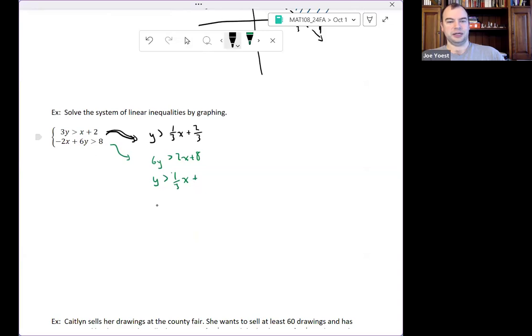And so here we're again solving for y. So I add 2x to the other side, divide by 6. So y is bigger than 2 over 6, that's 1/3, x plus 8 over 6 is 4/3. So now I have these two inequalities. These both happen to be strict inequalities.